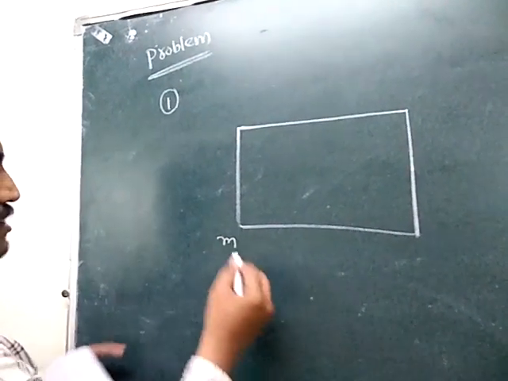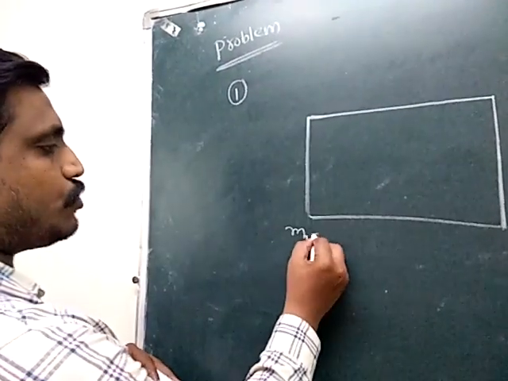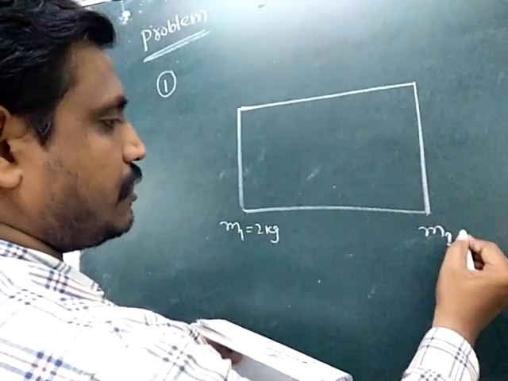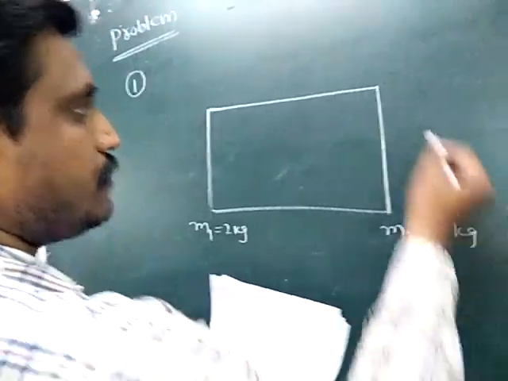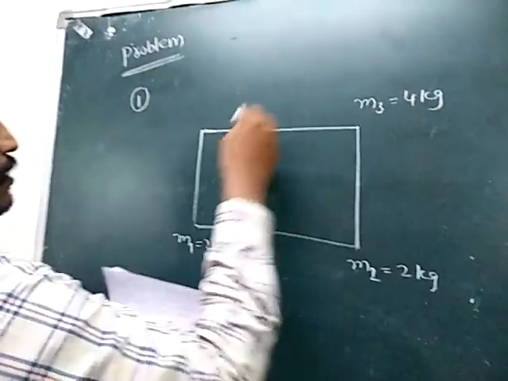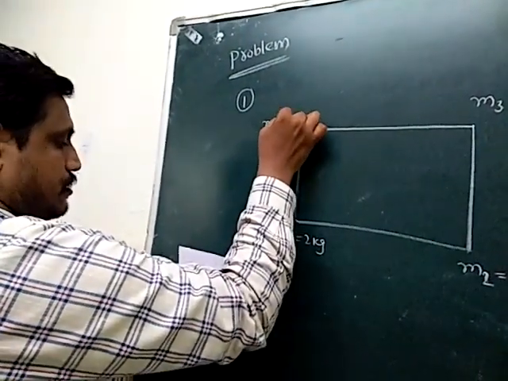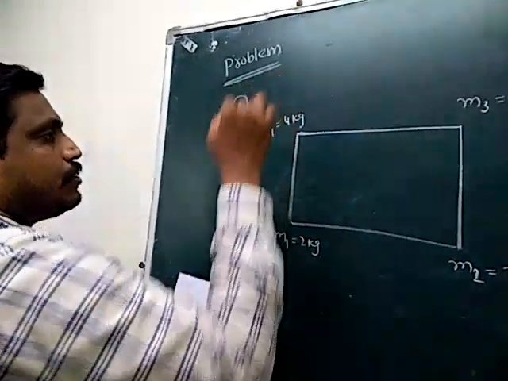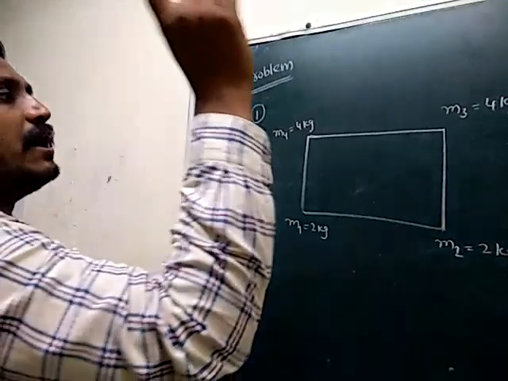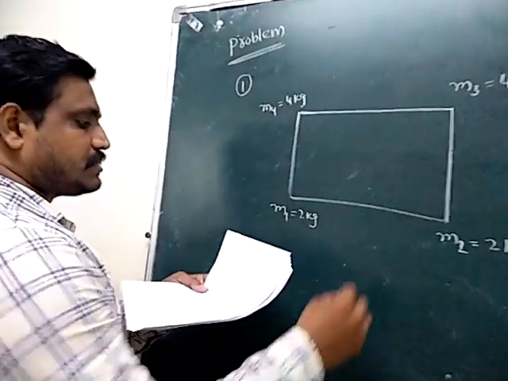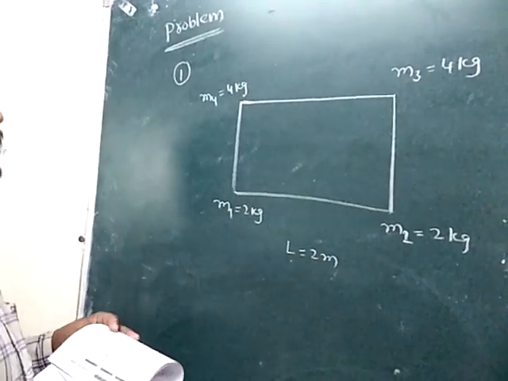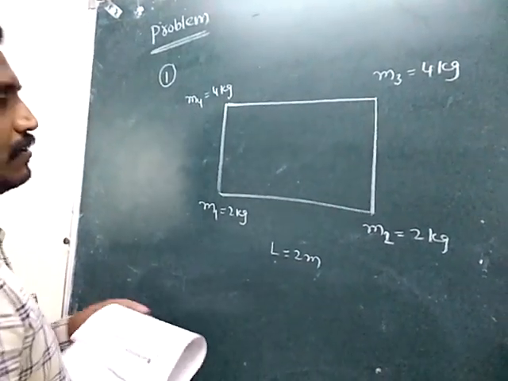Here mass is placed. This mass M1 is 2 kg. Here mass M2 is placed, this is 2 kg. Here M3 also 4 kg. M4 is 4 kg. According to the question, 4 masses are placed at the corners of the square. Square side length is 2 meters.